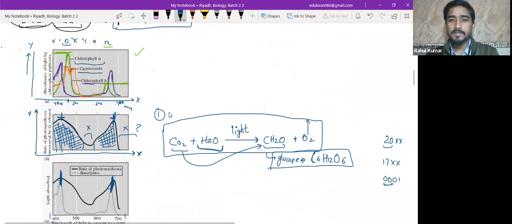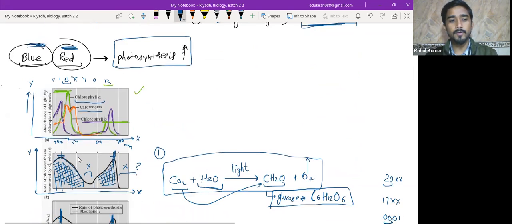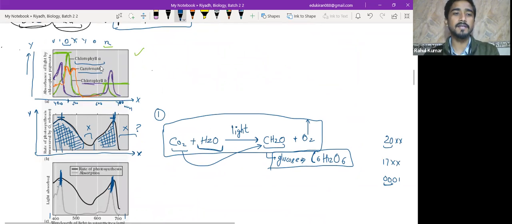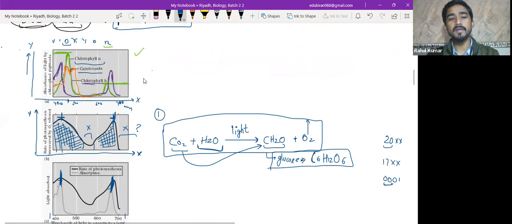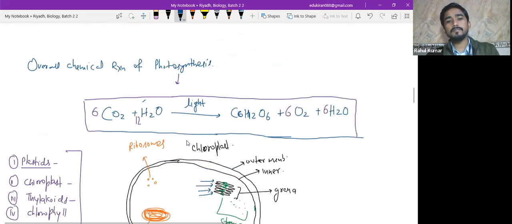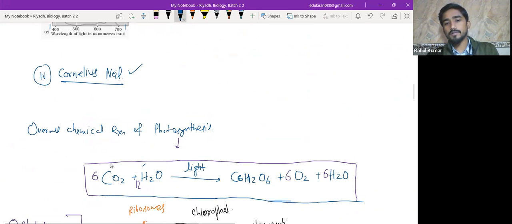About chlorophyll, the pigment, I also told you about chlorophyll A, which is the primary pigment, and carotenoids, xanthophylls, and chlorophyll B, which are present as accessory or secondary pigments. And the graph was clear to you, how the rate of photosynthesis follows a similar graph to the absorption by these pigments. Then the fourth thing required is water, because water is required along with CO2 to make glucose. Now, this was the overall reaction for photosynthesis.